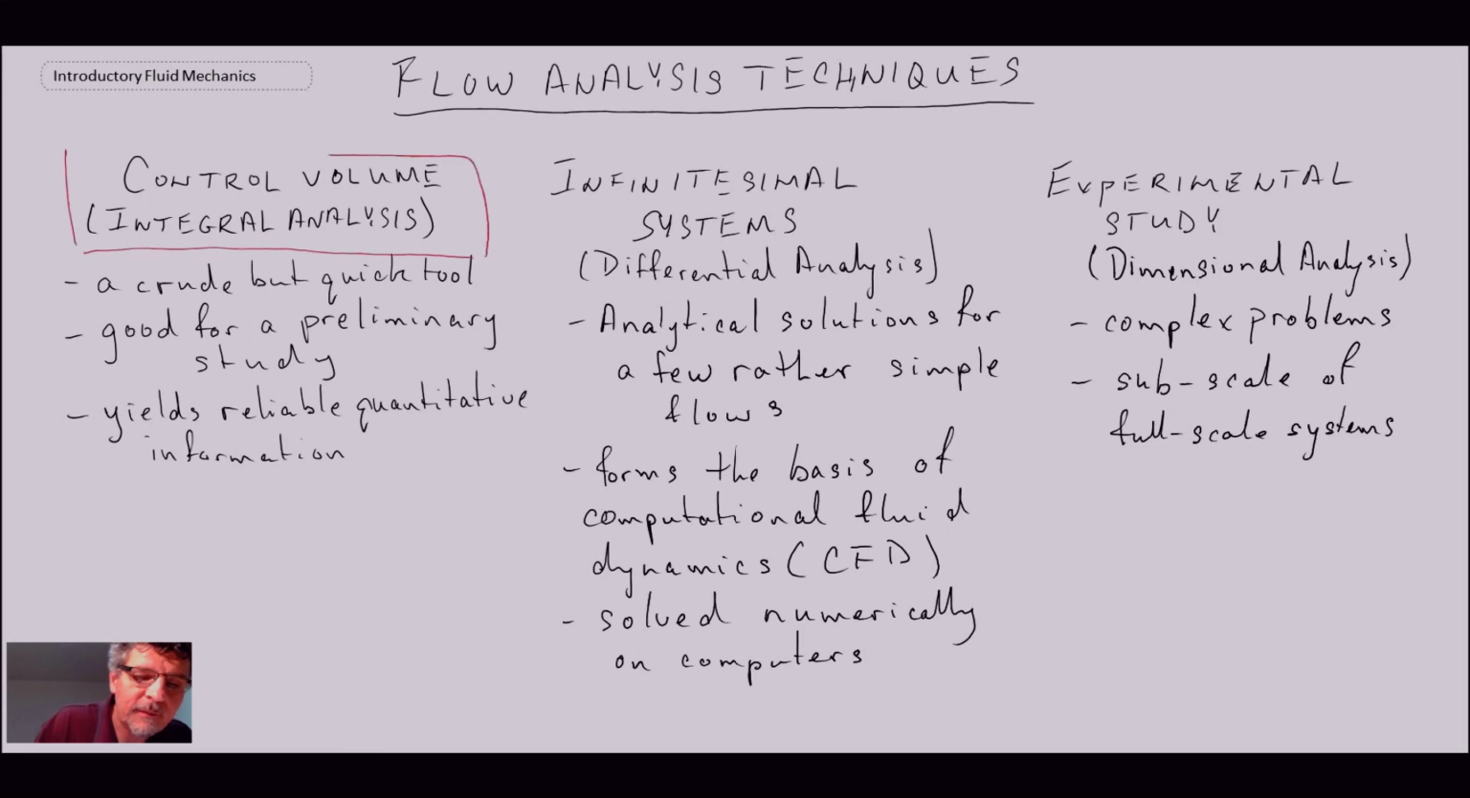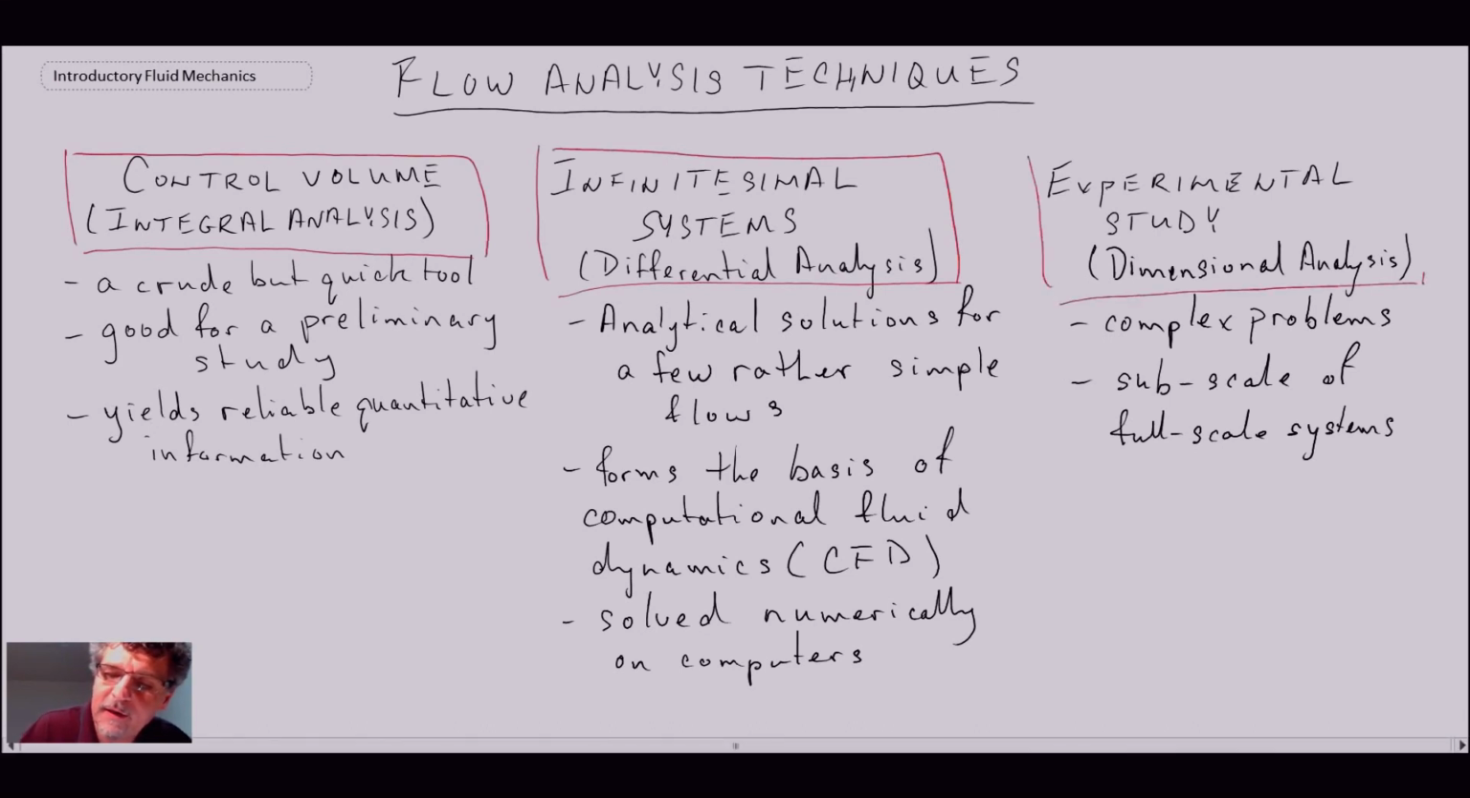analysis, infinitesimal systems or differential analysis, the Euler and Navier-Stokes equation, and then experimental dimensional analysis, and that will be the Buckingham pi. Control volume will be looking at the mass conservation as well as the momentum equation. We'll talk a little bit about the energy equation. That's more what you would find in a course on thermodynamics, and so we'll mainly look at mass and momentum in this course. So those are the flow analysis techniques that we will be looking at within this course.